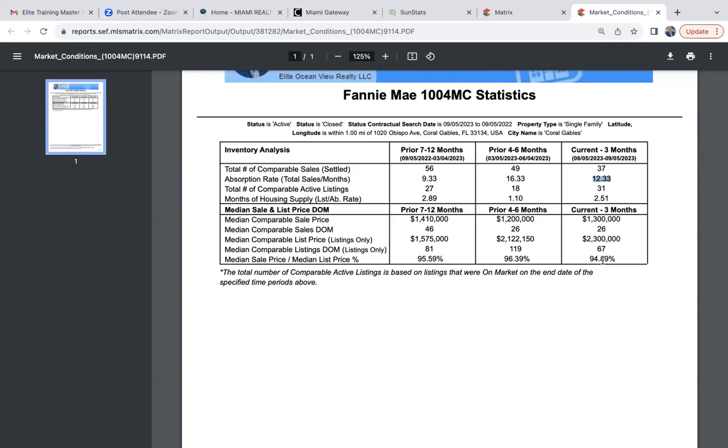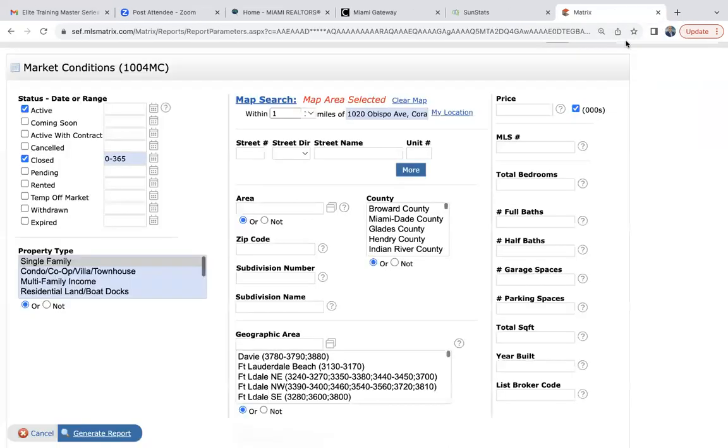All right, so knowing that, and you're getting ready to list this property, you can list at a higher price, because we have demand, right? We have properties selling rather quickly and we have less inventory. All right, so that is how you would run a market conditions report for a radius around a particular address.